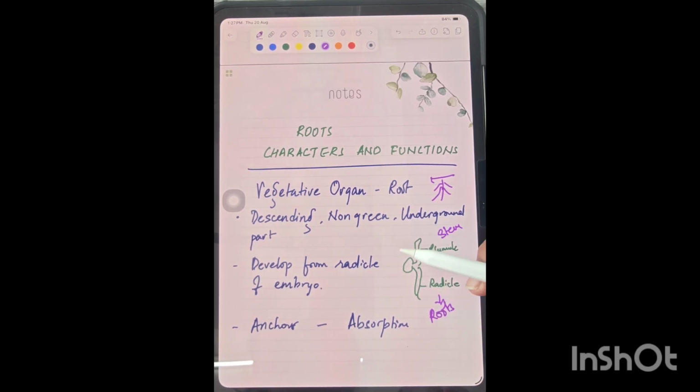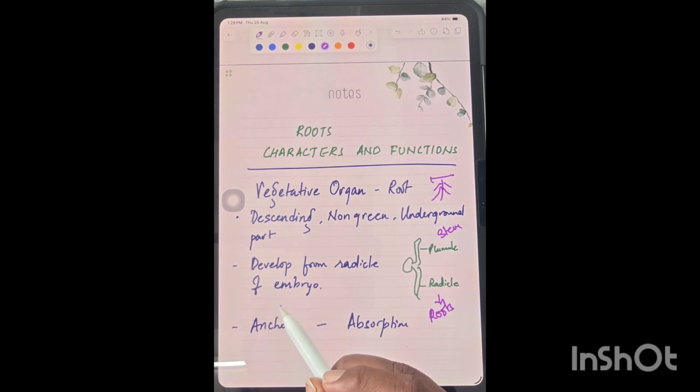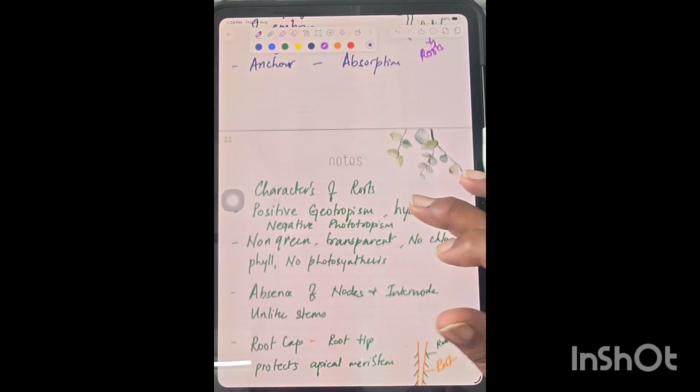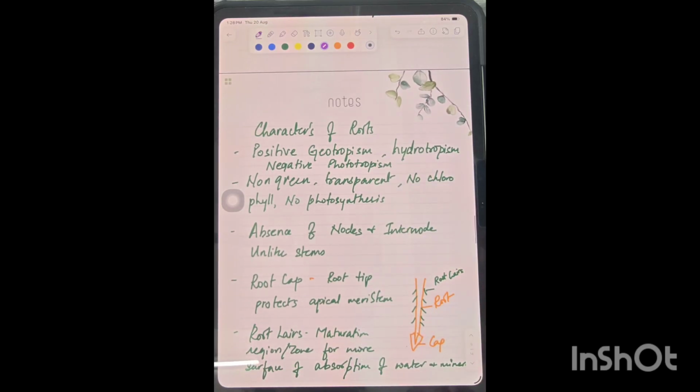The basic functions of root are providing support and anchorage to the plant, and absorption. These are the two main functions. If anyone asks, immediately the answer should be anchorage to the plant and absorption of water and minerals from the soil. So we will now dive into detail on the different characters of the roots.